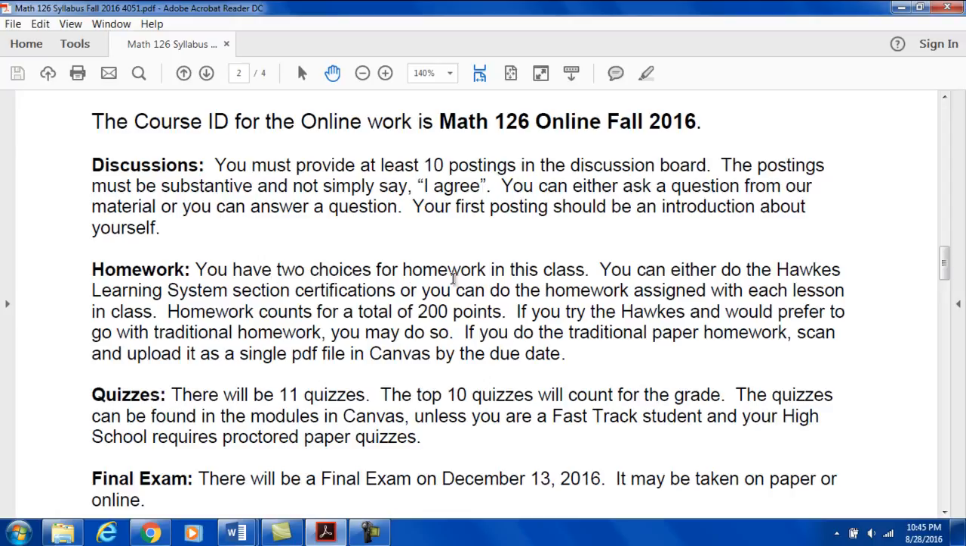Homework. You have 2 choices for homework in this class. You can either do the Hawk's Learning System section certifications, or you can do homework assigned with each lesson in class. Homework counts for a total of 200 points. If you try the Hawks and would prefer to go with traditional homework, you may do so. If you do the traditional paper homework, scan it and upload it as a single PDF file by the due date.